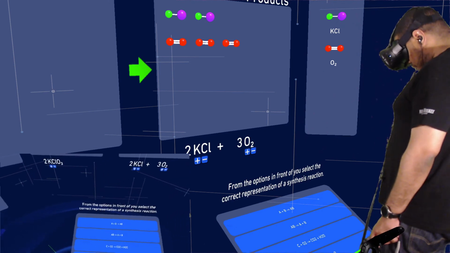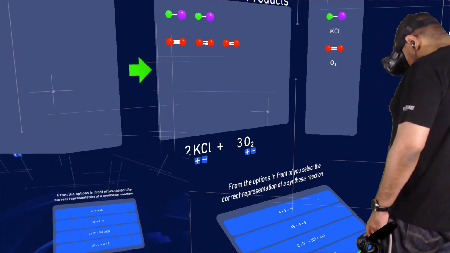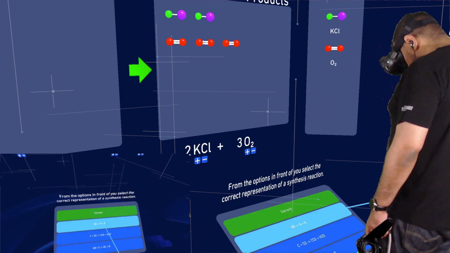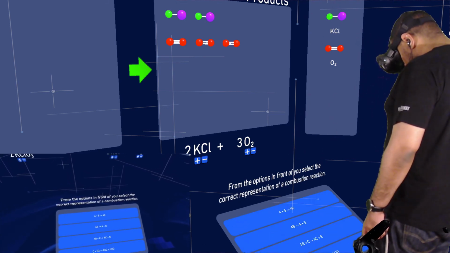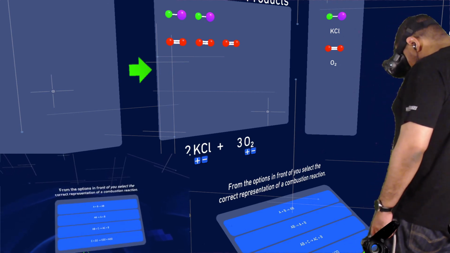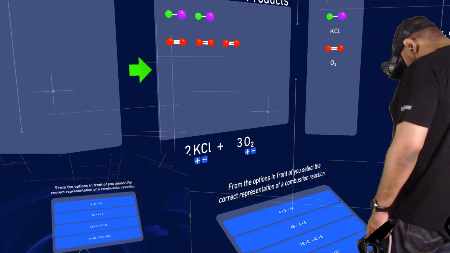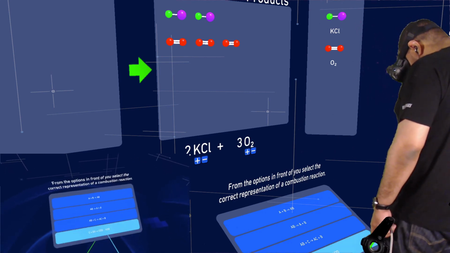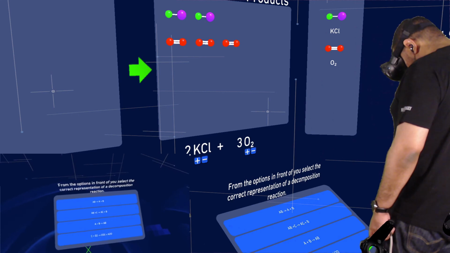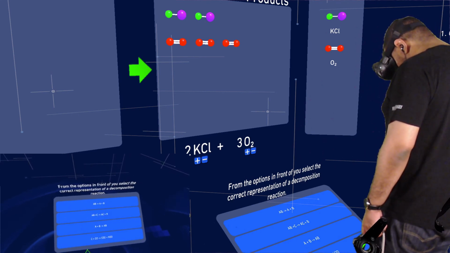From the options in front of you, select the correct representation of a synthesis reaction. From the options in front of you, select the correct representation of a combustion reaction. From the options in front of you, select the correct representation of a decomposition reaction.